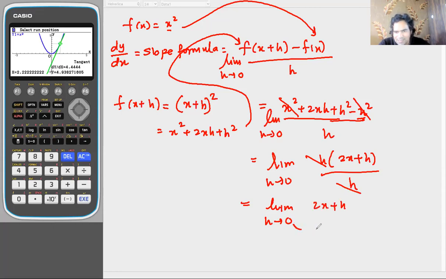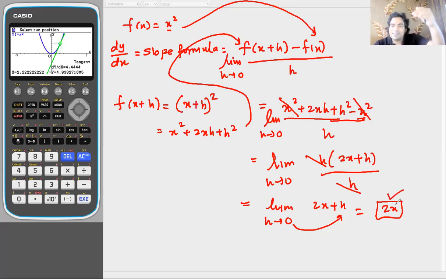Now, since h is such a small number, close to 0, this expression becomes 2x. Because if I add a number that is close to 0 to the 2x value, which is a big number compared to 0.0000 something like that, it is going to come to 2x.